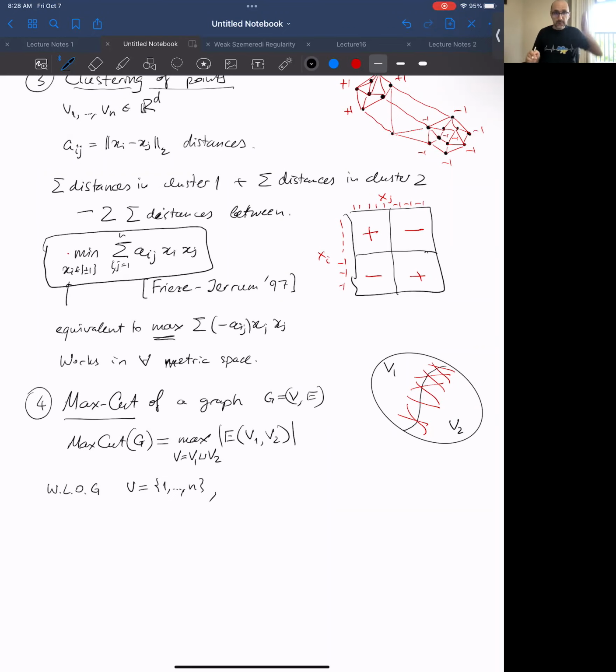A matrix, vertices as columns, vertices as rows, and the matrix is 0, 1. 0 if the two vertices are not connected, 1 if the two vertices are connected. So it's a matrix full of 0s and 1s and completely encodes the graph. So that's how you put the graph in a computer, for example. So A will be the adjacency matrix.